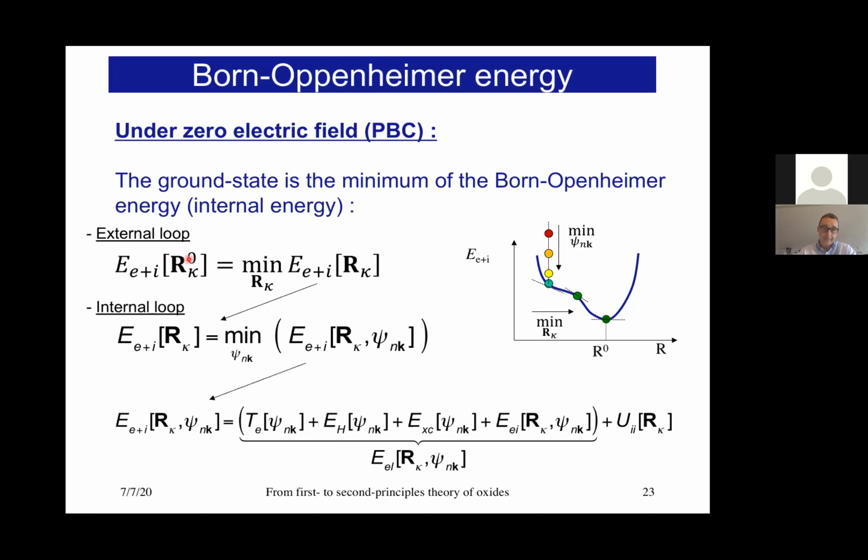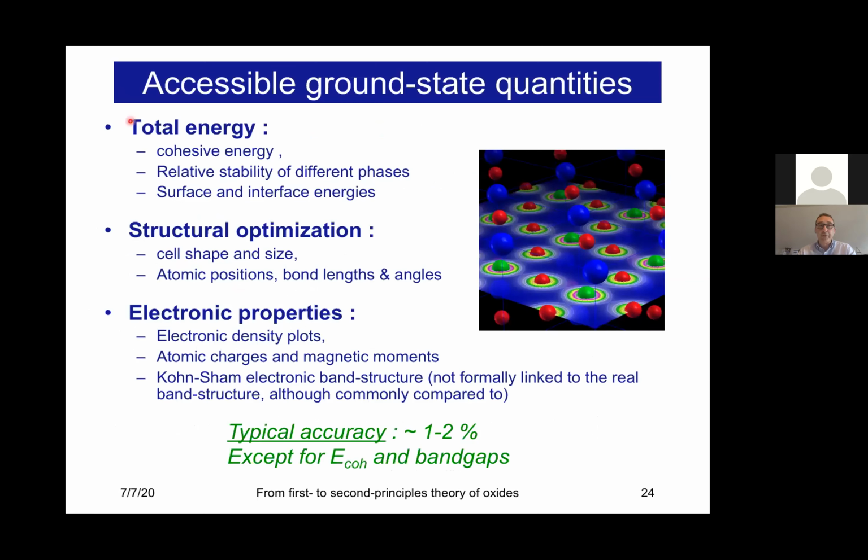Okay, and so when we have that, what do we learn? We can access the total energy of the system. So it means we can access cohesive energy, relative stability of different phases, surface or interface energy. We can perform structural optimization. So it means that we can get cell shape and size. So what is my unit cell? What are the atomic positions within the unit cell, the bond lengths, the bond angles? These are the structural, I would say, properties.